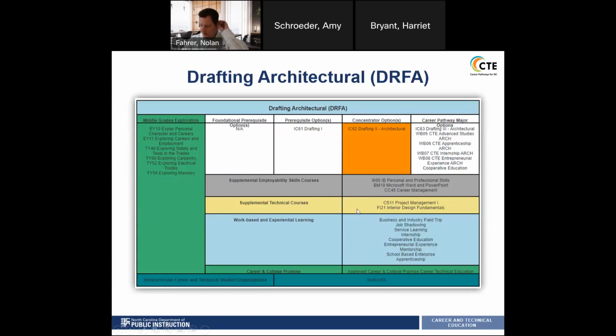Let's get into the drafting areas. So drafting, there is no foundational prerequisite like you saw with all the construction trades. Drafting 1 is the prereq, where you learn all the basic foundational graphics theory. And then students will have an opportunity to choose architecture, like this pathway, or engineering.